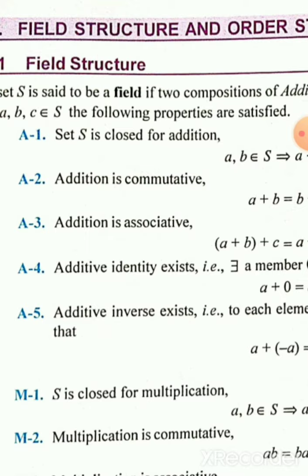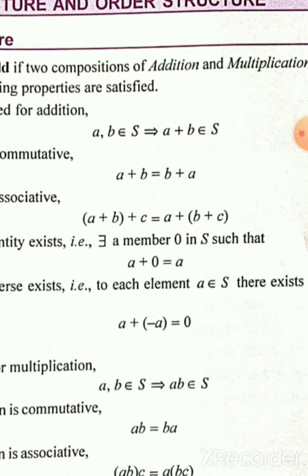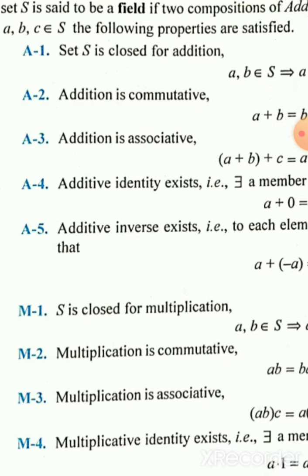Now come on to the sixth property. It is denoted by M1. M means multiplication operation, A means addition operation. So M1 means property number 6 serially. What is that property? S is closed for multiplication. As we know, property number 1 is S is closed for addition, so here again S must be closed for multiplication. So choose any two elements a, b belongs to S, and if ab also belongs to S, then the property is satisfied.